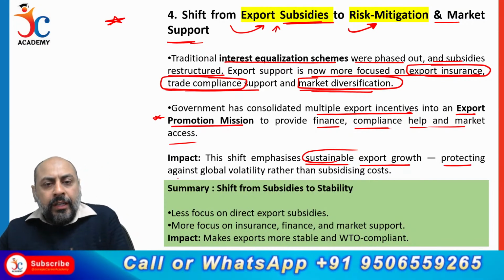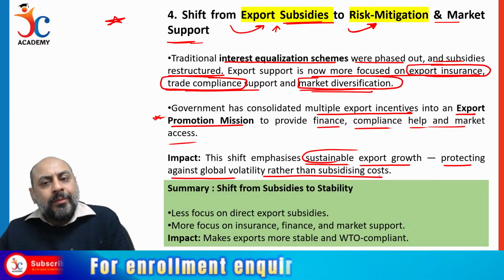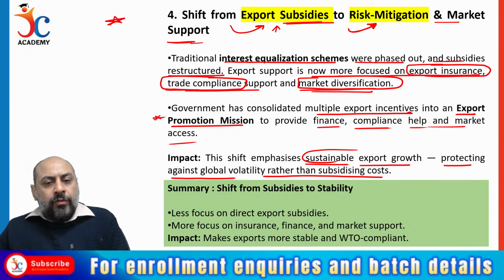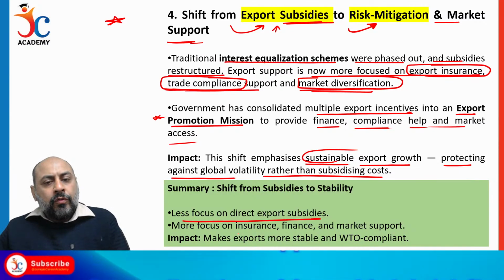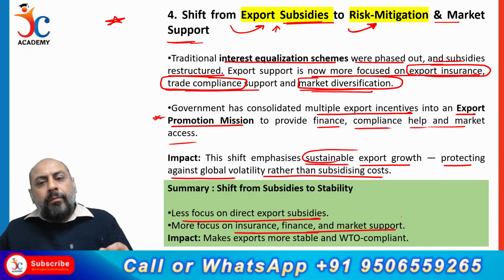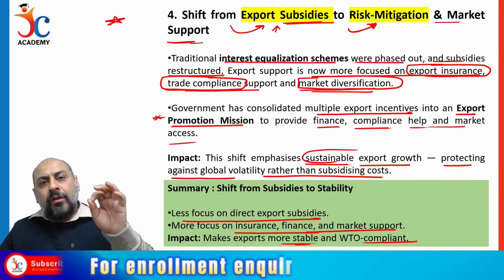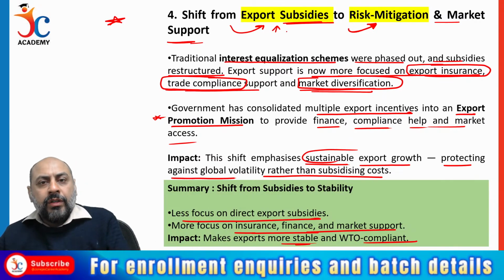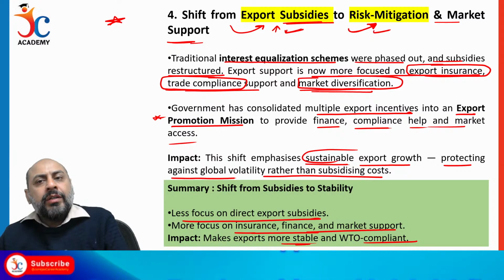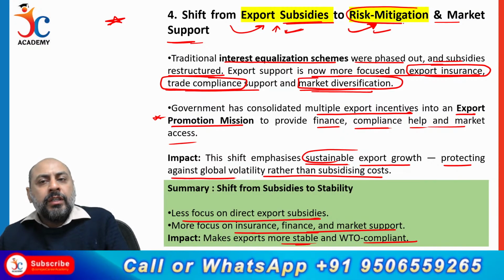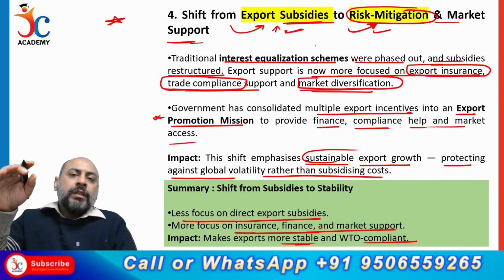So, protecting against global volatility rather than subsidizing costs. The focus is less on export subsidies, and more on insurance, finance, and market support. This will make exports more stable and World Trade Organization compliant. So the keywords over here were export subsidies and risk mitigation. Risk mitigation is wherein we are putting in efforts to bring down the risk.